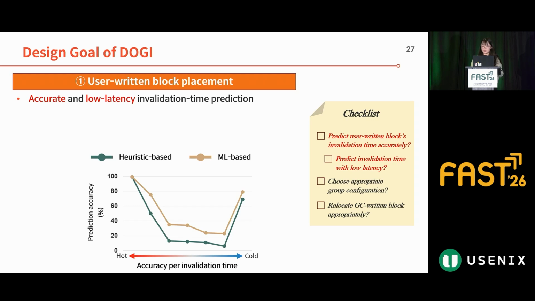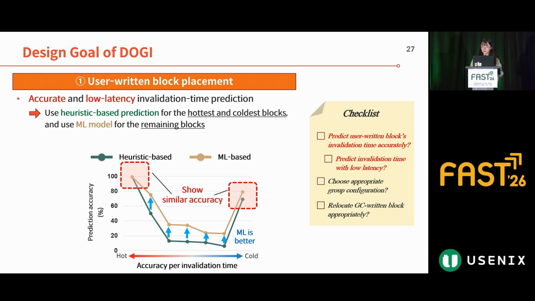We evaluate the prediction accuracy across blocks with different invalidation times. The result shows that ML-based is more accurate for warm blocks, while the 2 methods achieve similar accuracy for the hottest and the coldest blocks. Based on this observation, DOGI uses fast heuristic-based prediction for the hottest and coldest blocks and an ML model for the remaining blocks.